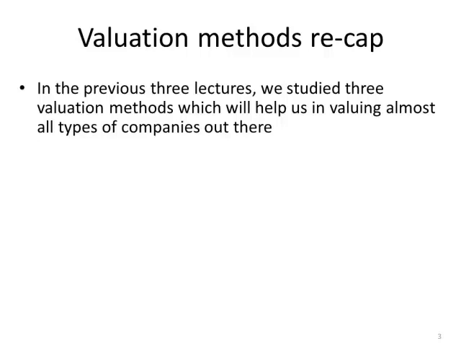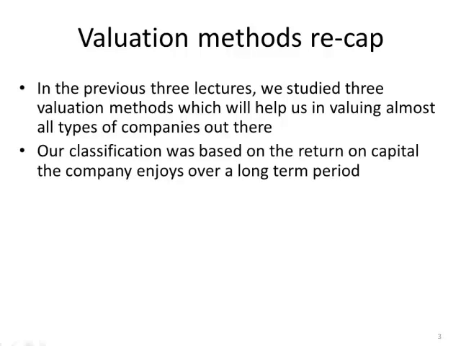So what have we done so far? Well, in the previous 3 lectures, we studied 3 different valuation methods. And these valuation methods that we've studied should ideally put us in a position where we can value any type of company that we want. Right? So across all the methods, you should be able to now value any type of company. We say almost because there always could be exceptions, but in general, this is a good metric to go by.